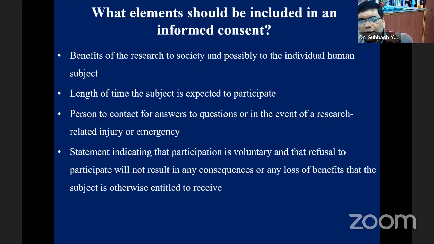A statement indicating that participation is voluntary, that refusal to participate will not result in any consequences or any loss of benefit that the subject is otherwise entitled to receive. It means we should clearly tell the subject, even if he does not take part in the study or even if he withdraws from the study, his treatment will not be hampered, and there is not going to be any harm.